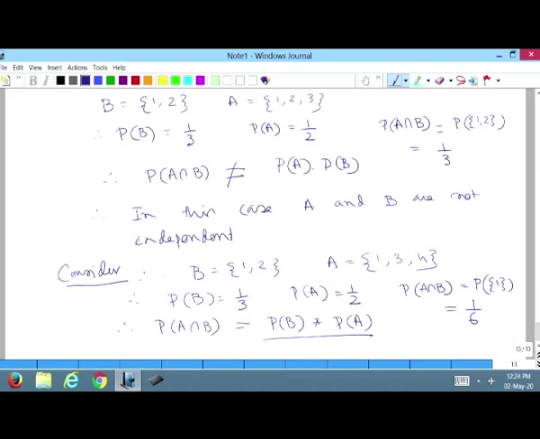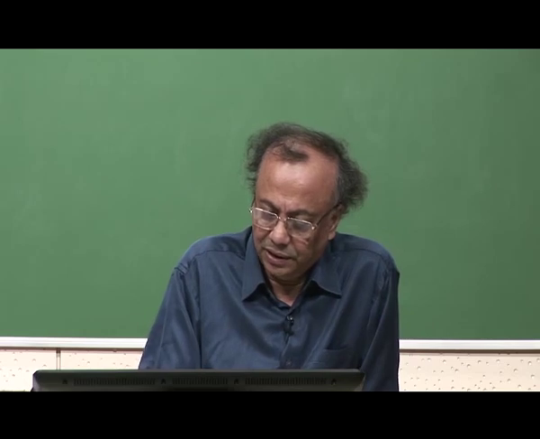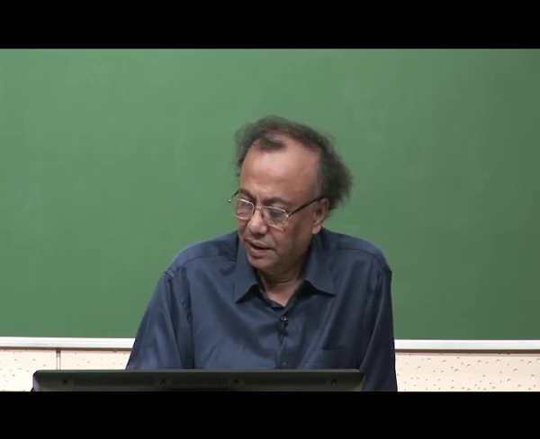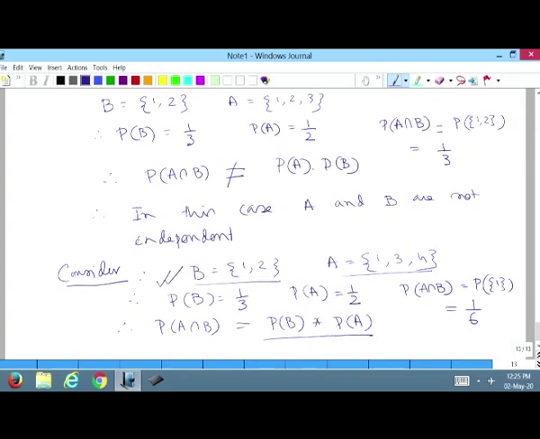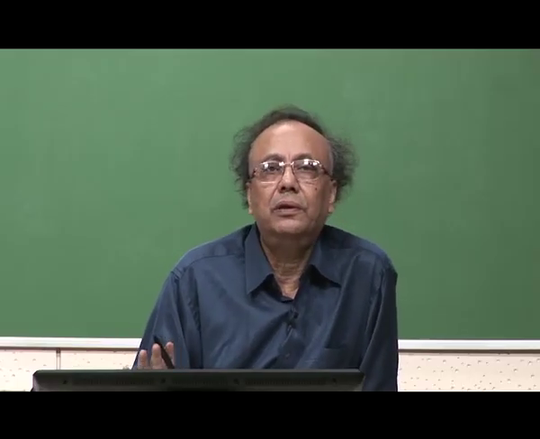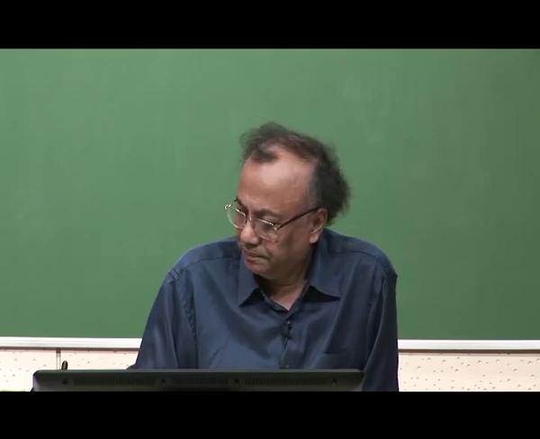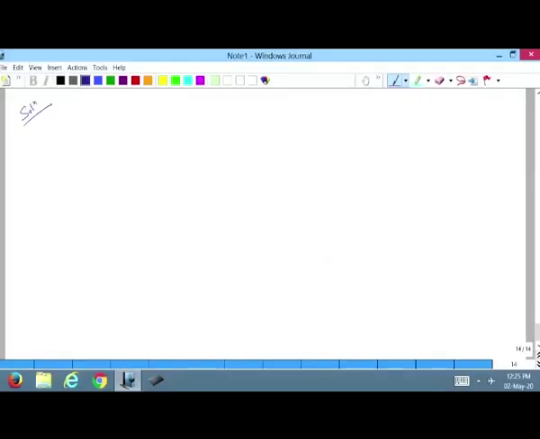So, this is a case when A and B are independent and the cardinality of B is less than the cardinality of A. How many such pairs are possible? That is the question. Solution: suppose the cardinality of A intersection B is equal to x. Therefore, the probability of A intersection B is equal to x by 6.